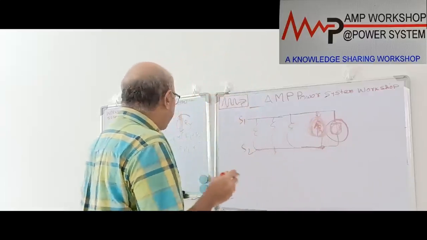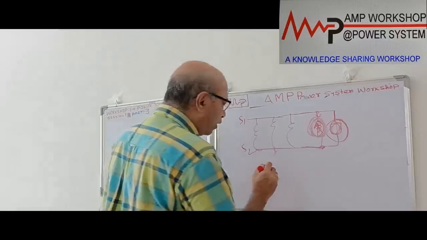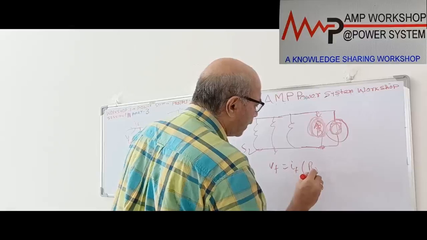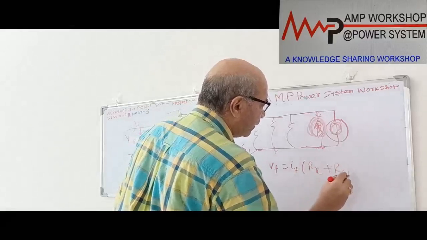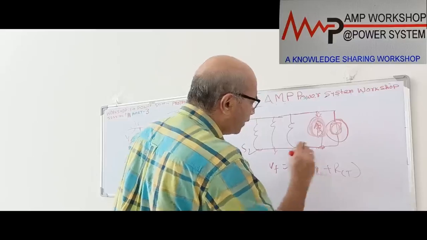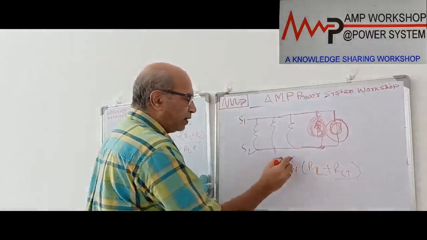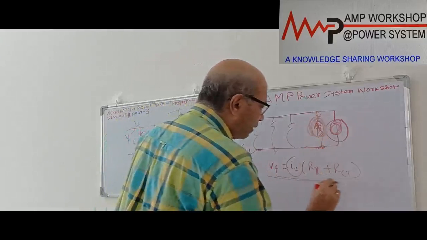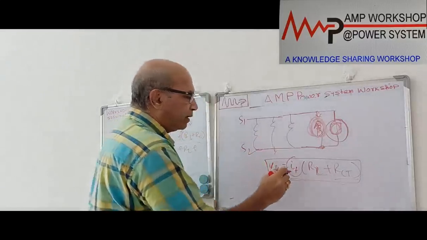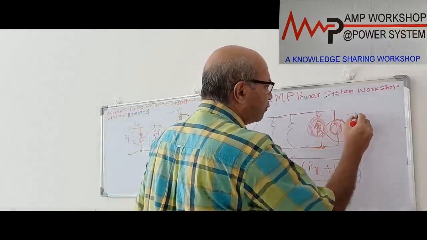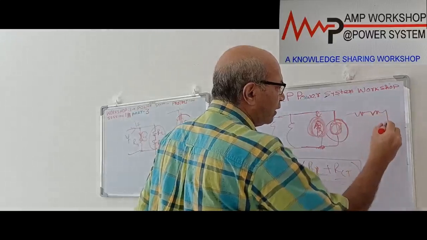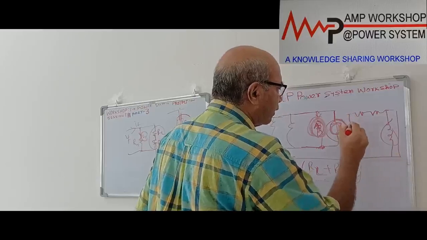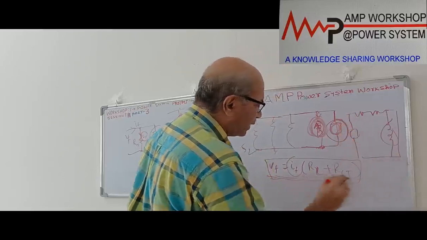The voltage measuring element we have seen previously: the voltage VF under fault condition is IF into RL plus RCT. That is the voltage developed, where RL is your lead resistance plus the CT resistance, and IF is the fault current. This is the voltage developed across the relay, the maximum voltage during CT secondary saturation. This is the case when the CT magnetizing resistance is shorted, and the relay is connected over here. That is the consideration of this calculation.